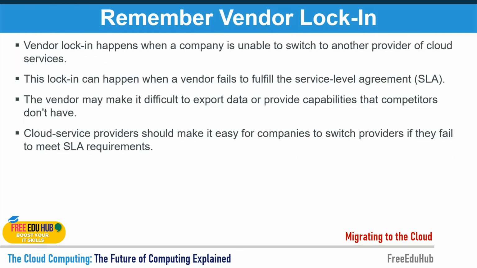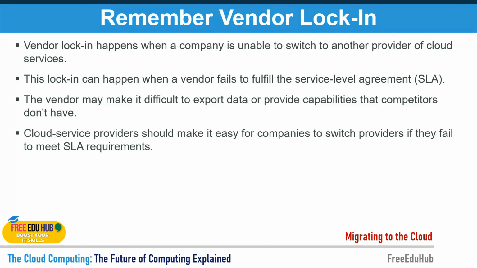Now, if you remember, we talked about vendor lock-in in managing the cloud as well. Vendor lock-in happens when a company is unable to switch to another cloud service provider. Maybe you have developed certain applications on Google Cloud and those services are not available with Microsoft, for example. That is considered a lock-in because you cannot easily migrate your services to any other service provider.